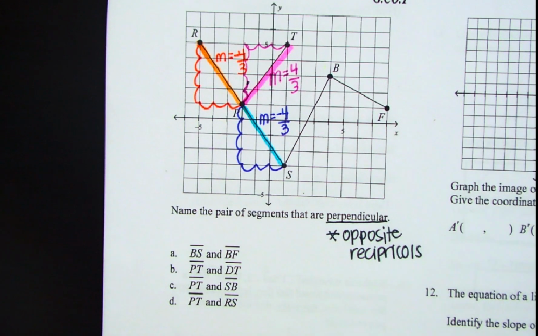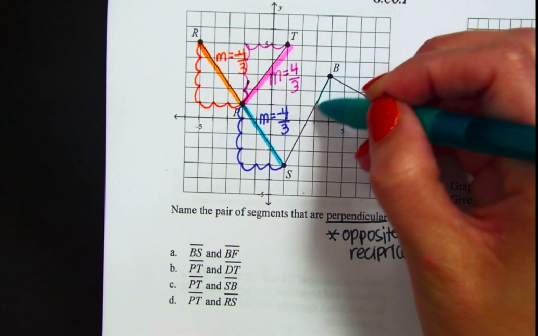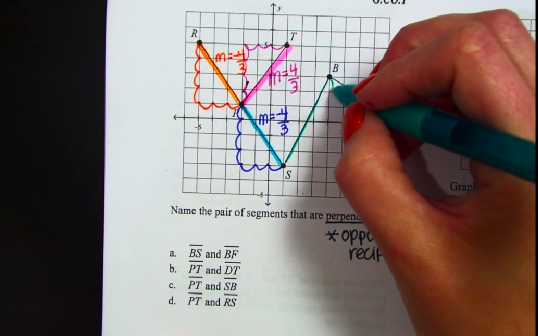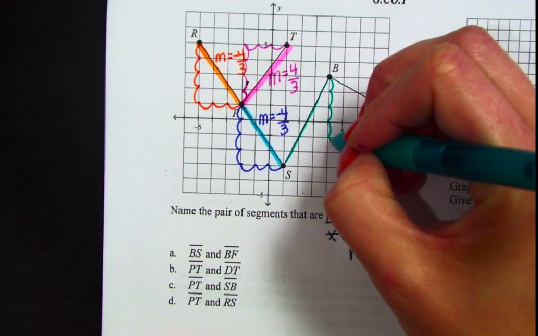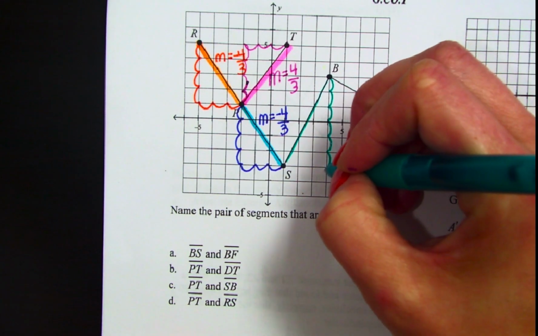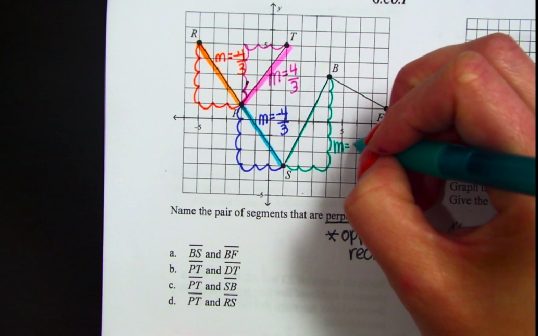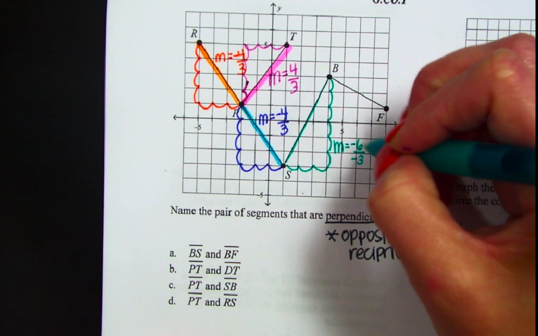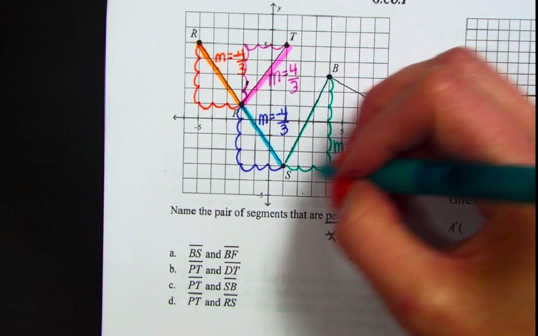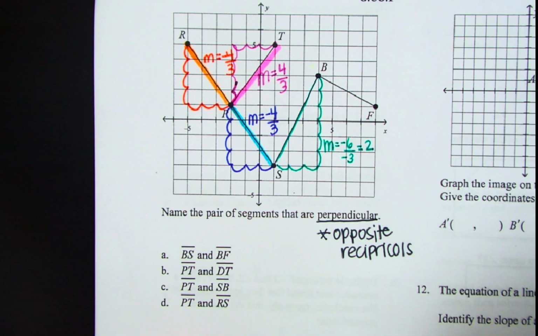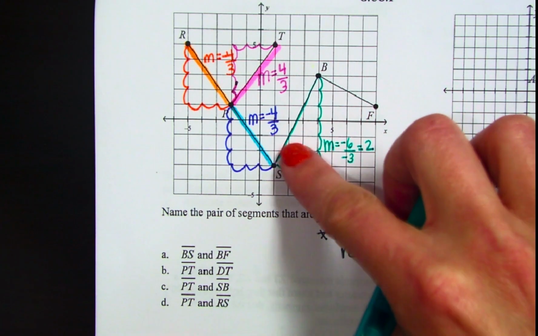So let's look over here at BS. So BS is going to be this line. Here I'm going to count rise over run. So 1, 2, 3, 4, 5, 6. So -6 over -1, 2, 3. So a slope of -6 over -3, because I went down it's negative and left it's negative, gives me a slope of +2. So slope of 2 for this segment.